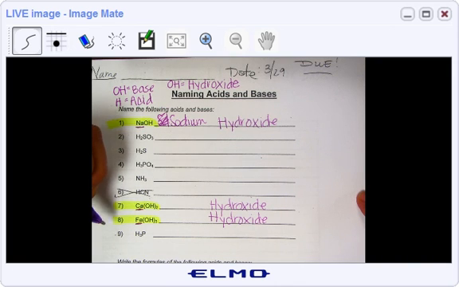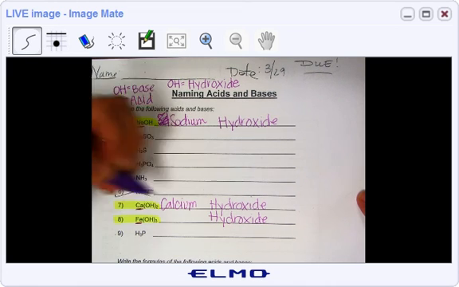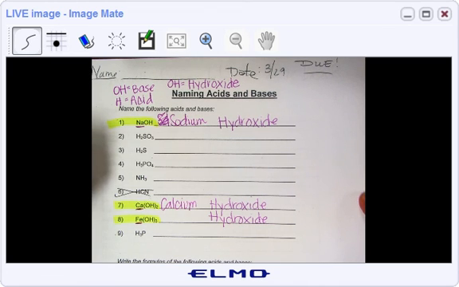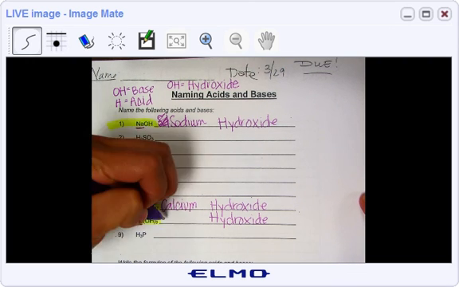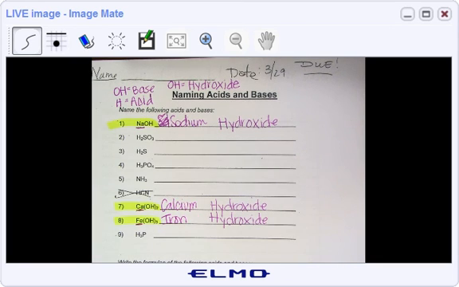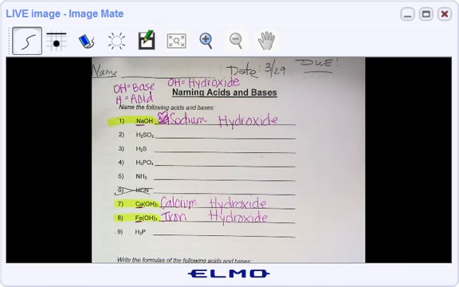Ca, can anyone tell me what Ca stands for? Calcium. Last but not least, Fe. It's atomic number 26, stands for iron. So that is how you would name bases. You can identify a base if it has the letters OH. Okay? OH stands for hydroxide, and just whatever element is in front of the OH, you write the element, and then you write hydroxide.